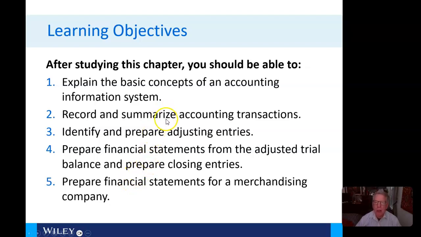Our objectives are looking at the information system, of course, how we summarize accounting transactions, adjusting entries, financial statements from the adjusted trial balance, and prepare our closing entries, and prepare financial statements for a merchandising company. This should be pretty familiar as far as 1A goes, so I will go pretty quickly through this. If there's any problems, of course, you can always join me for tutoring, and we'll go from there.